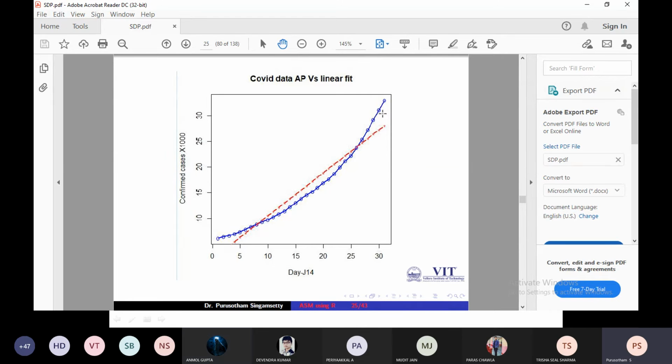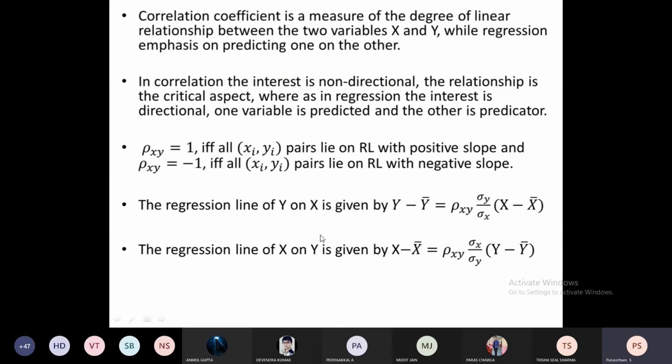The encircled points, are these points lying on the red line by chance? No, sir. It means this data has a correlation coefficient less than 1, but not exactly 1. When it is exactly 1, all these points lie on the line with positive slope. Whereas you may have a regression line with negative slope, and all the points lie on the regression line, then rho xy would be -1. This is the point here.